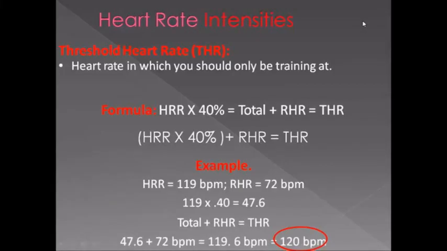Next is threshold heart rate, or the THR. Heart rate at which you should only be training. So the formula is the quantity of HRR times 40% plus the resting heart rate. So let's say that the HRR is 119 times 0.40, it is 47.6. Then 47.6 plus the resting heart rate of 72 is equal to 119.6, or if rounded off, it is equivalent to 120.